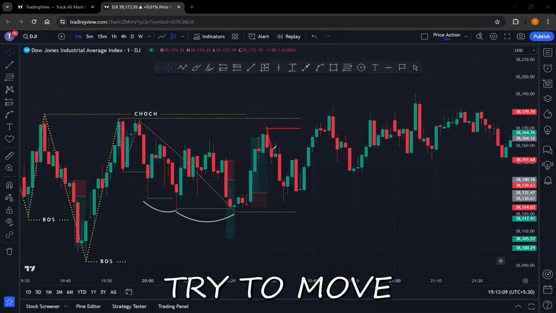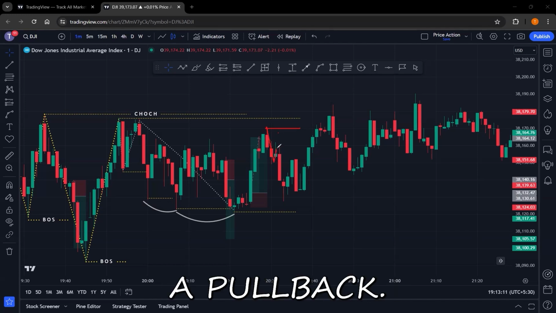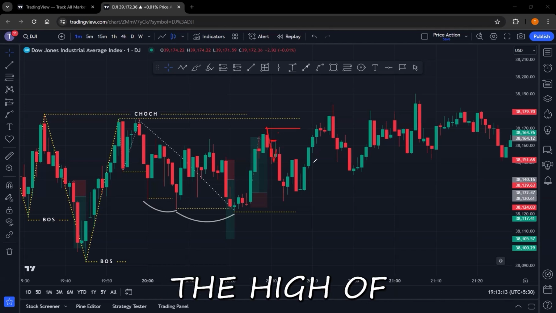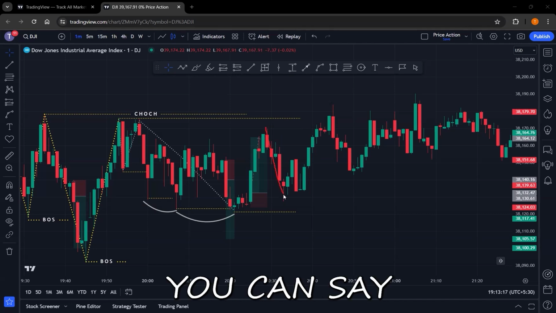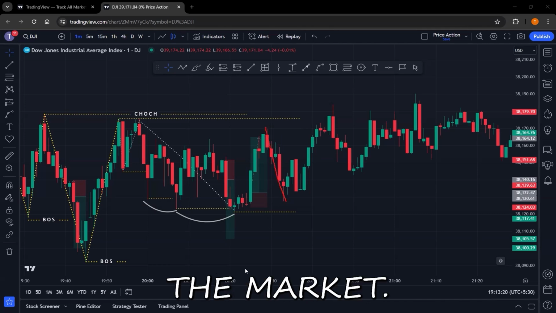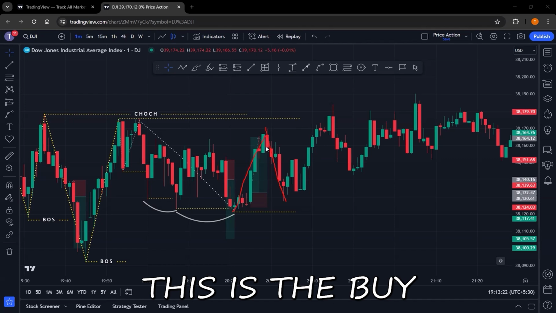As you can see, the price tried to move towards the downside. It tried to give us a pullback, but the price has not taken out the high of this candle. That's why we cannot consider this a pullback, and this is just a small momentum, or you can say a single leg in the market. Now looking at these two legs, this is the buy leg, this is the sell leg.